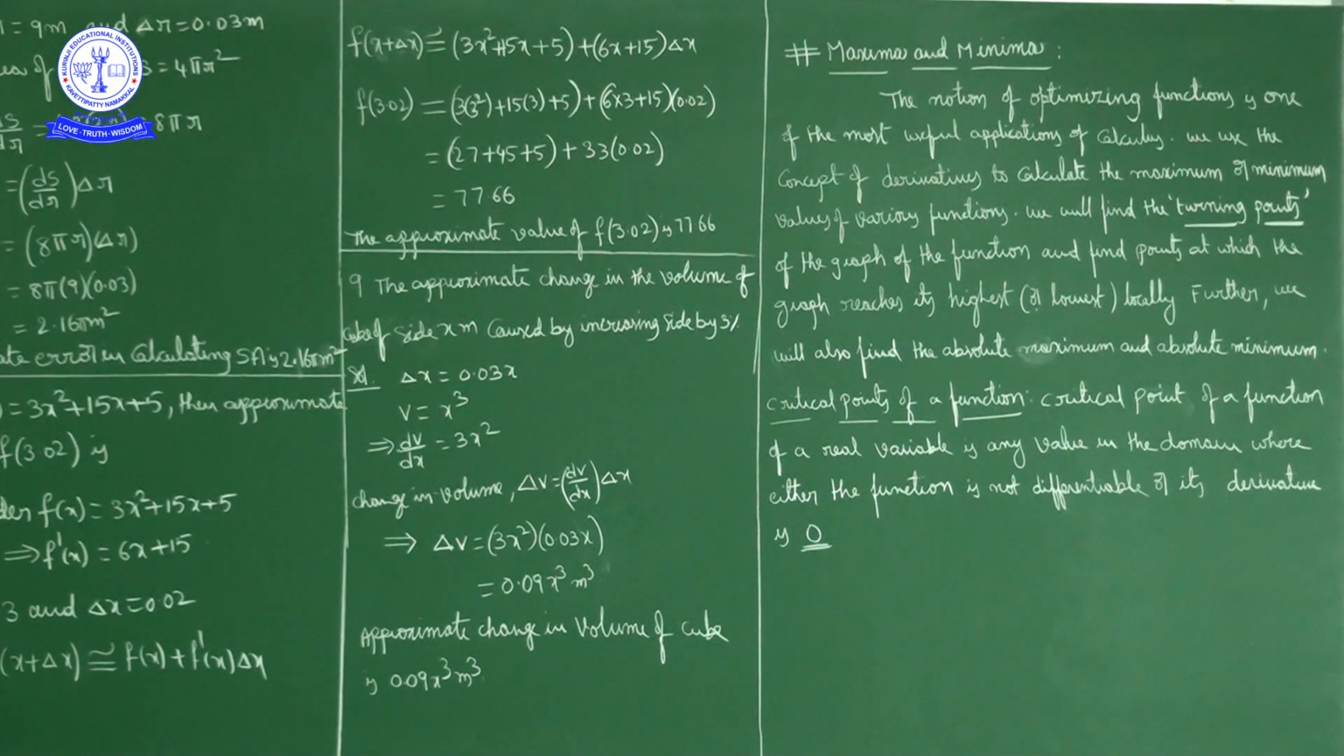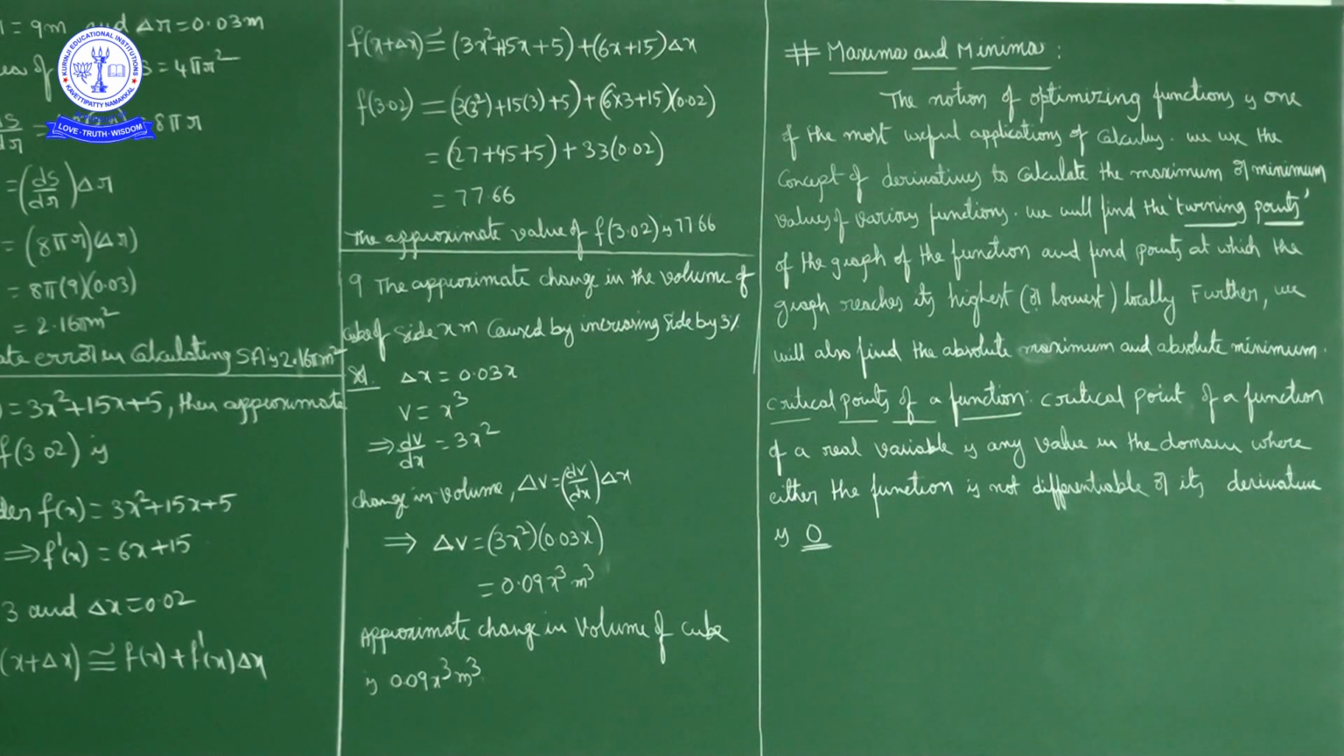What is the error in side length? It is 3% of the side. So suppose the side length is x. The change in its side, increased by 3%, means the change delta x. Delta x is what? 0.03x, because 3% of x means 0.03x. Suppose side length is x, delta x is equal to 0.03x.